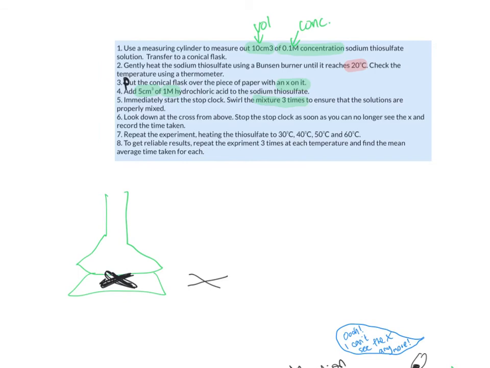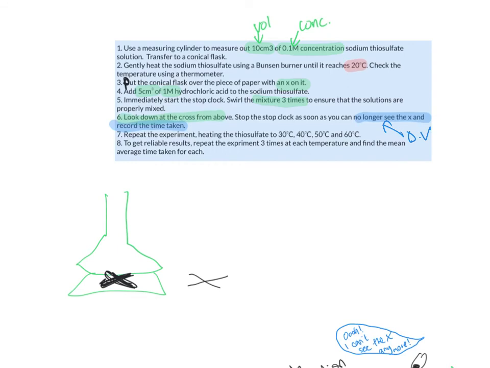Look down at the cross from above. So again, that's telling us how we're actually going to do the procedure to make sure that we do the same method every single time. Stop the clock as soon as you can no longer see the X and record the time taken. That is our dependent variable.